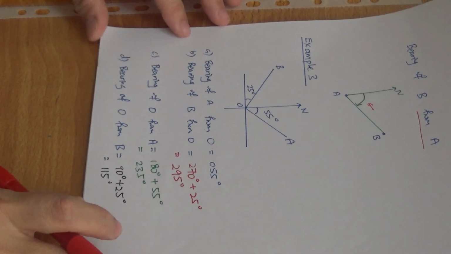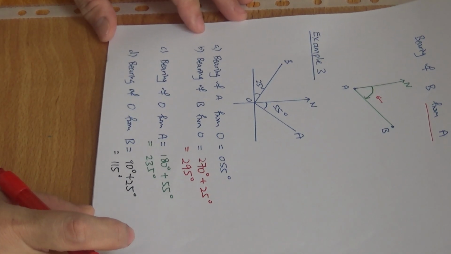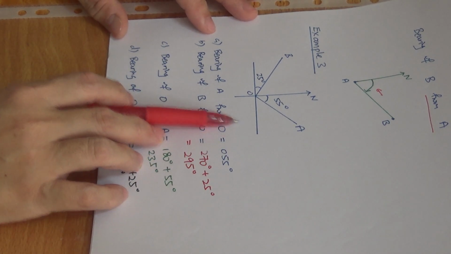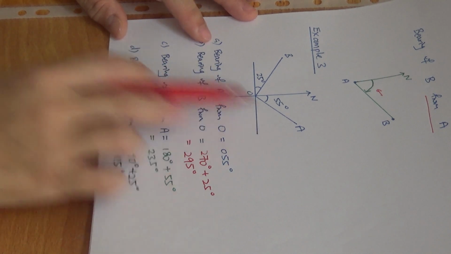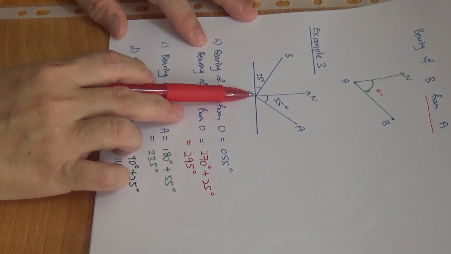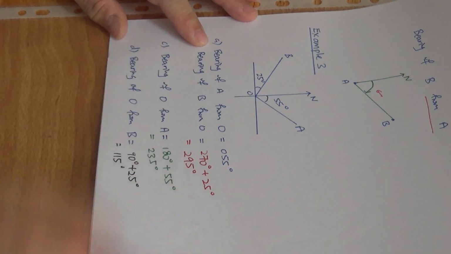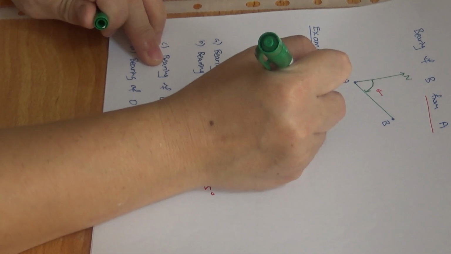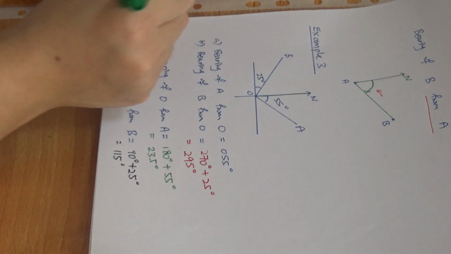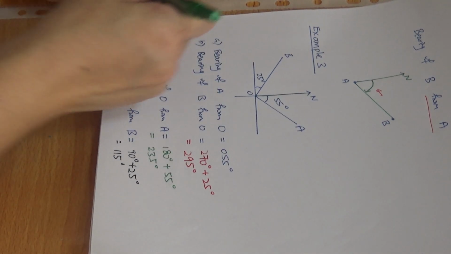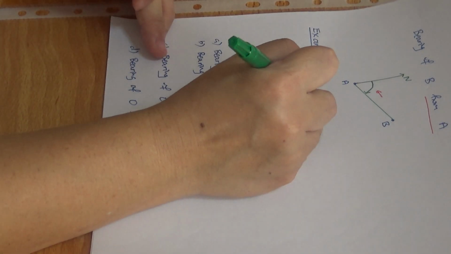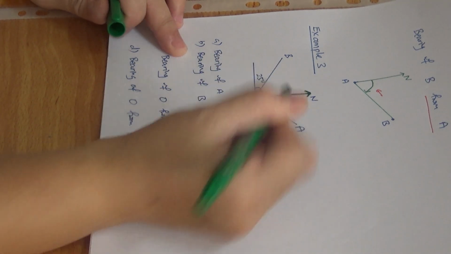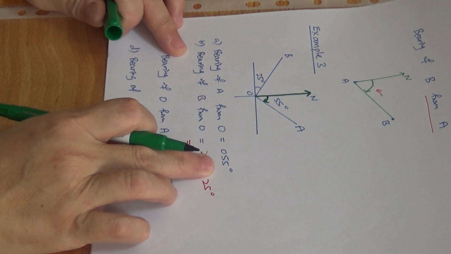Okay, now let's look at example 3 on page 220. They give you a figure and the first question is to find the bearing of A from O. Now from O means I need to look at this line. This is the north line. A from O, so it's just this angle here, so it's 055 degrees.